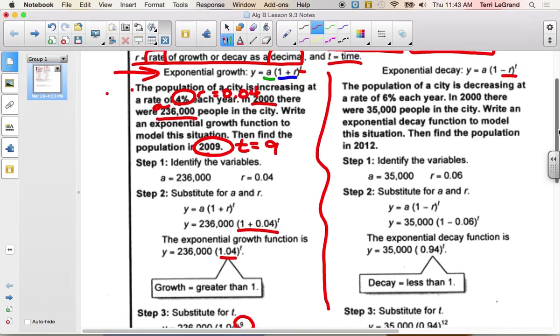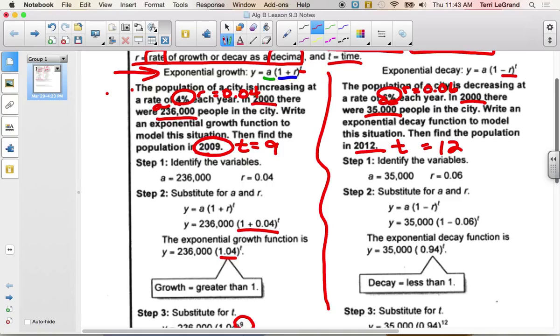Okay? And so this situation starts in the same year, but now this time they want to figure out the population in 2012. It has a different starting amount. There's our A value. Our R value is 6% this time, so 6% as a decimal is 0.06. What would T equal in this problem? 12.